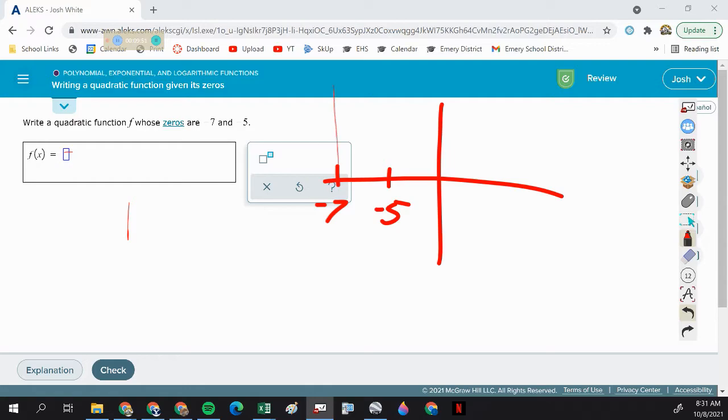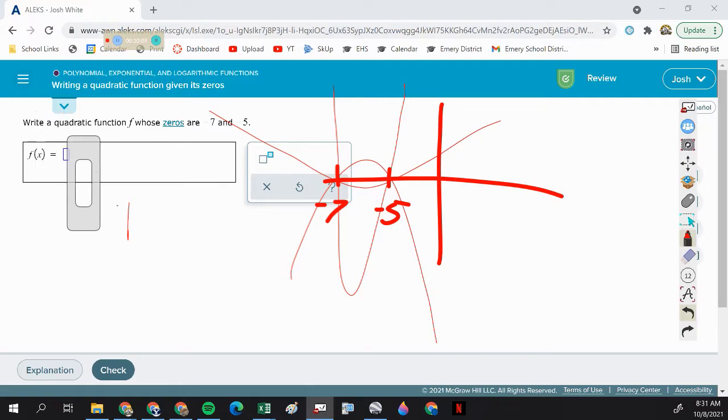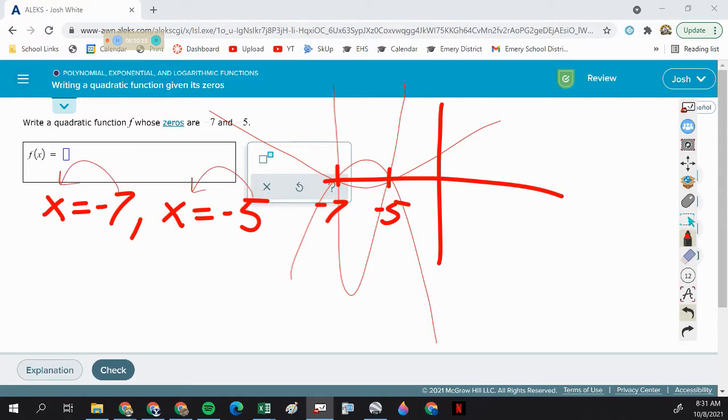I could draw a really skinny one. I could draw one that's upside down. I could draw one that's really wide. There are an infinite number of parabolas that hit those 2 points. And all I need to do is find one of them. So the easiest way to do that is to take x equals -7 and x equals -5, and I'm going to move these to the other side so that I get zeros.